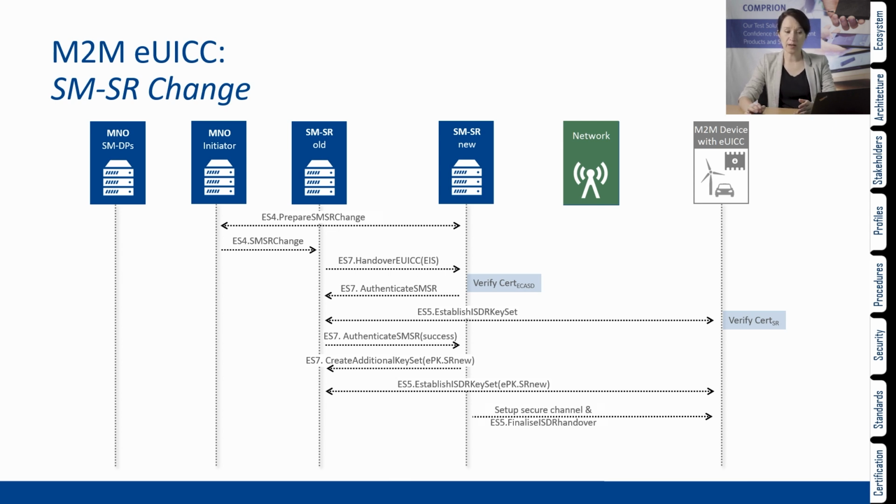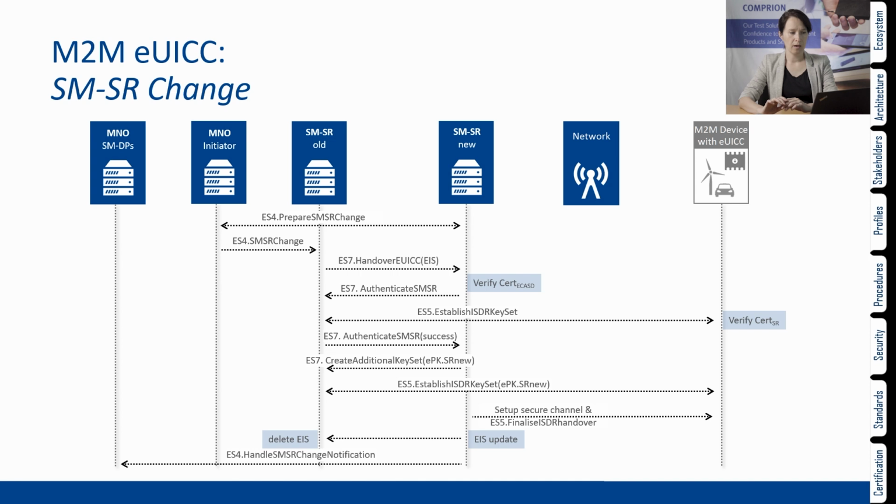And the setup of a secure channel can be performed. And the final step is the finalized ISTR handover. There is an update of this EUSSC information set will be sent to the old SMSR, and the EUSSC information set will be deleted from the old SMSR. And finally, a handle SMSR change notification will be sent to the involved SMDPs, or actually the operator to whom the SMDPs belong.